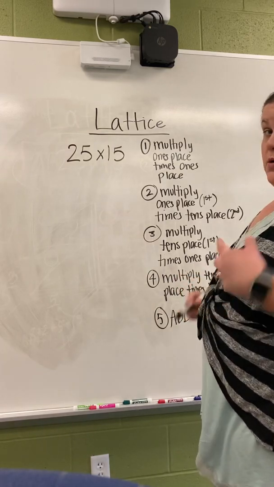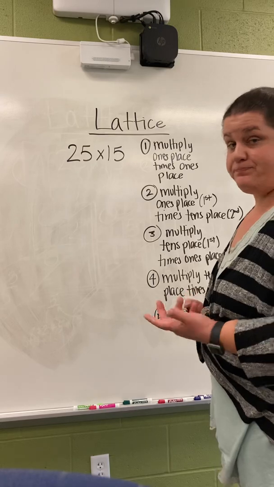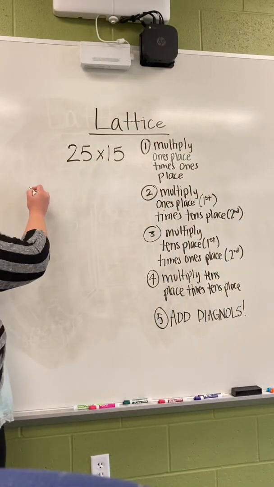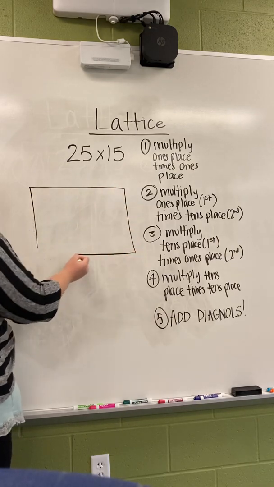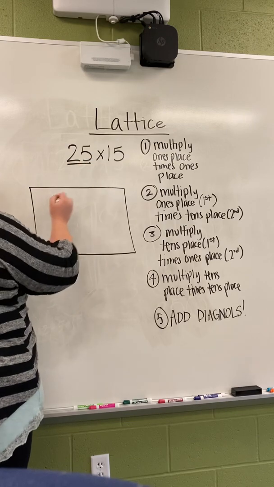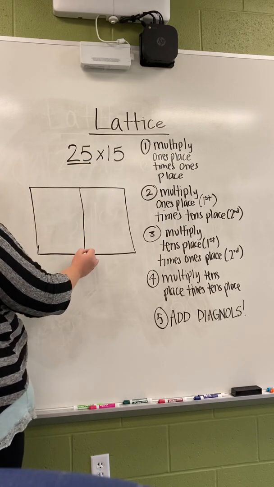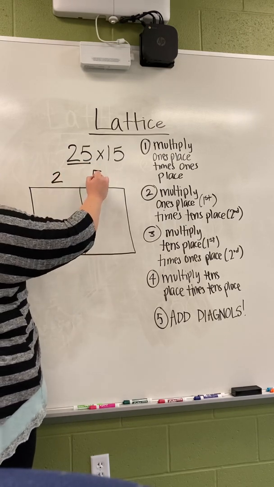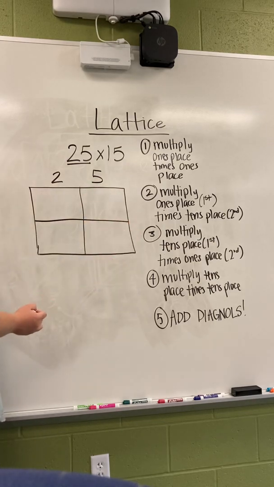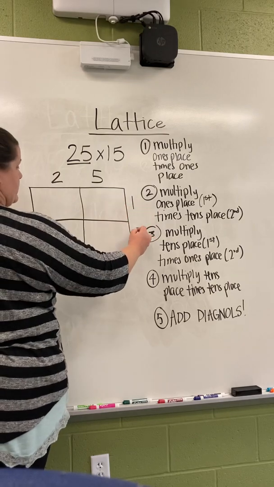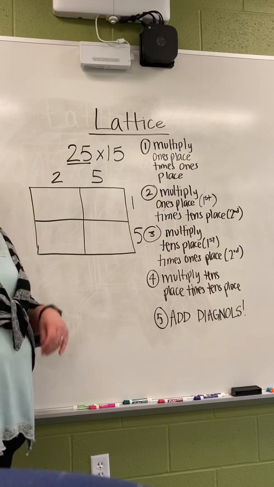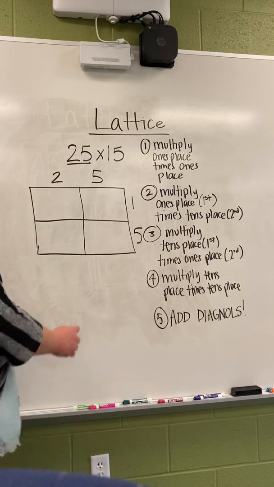So, that probably sounds like Greek, right? We're going to start off making a big old box. Just like this. You have to have space for 2 digits across the top, 25, and 2 digits on the side, 15. You have to make your box like this. If you do not make your box like this, the problem will not work out.